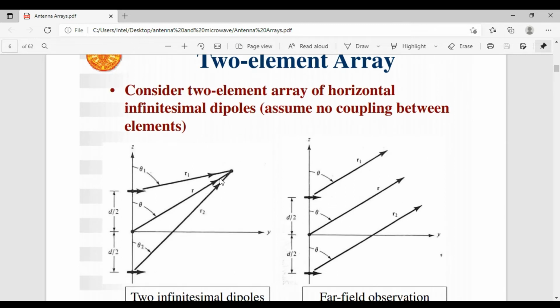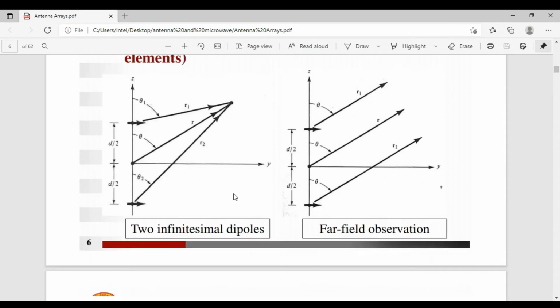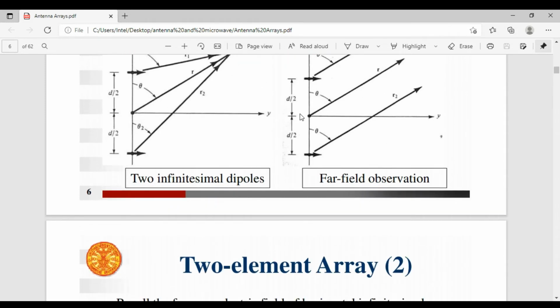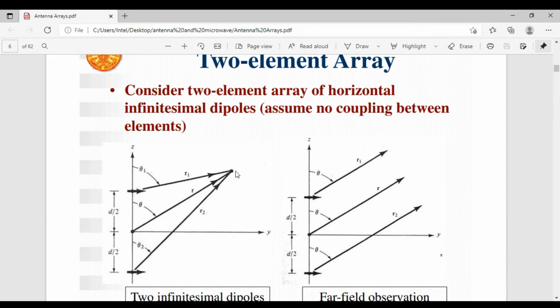The two element array. Consider the two elements, horizontal infinitesimal dipoles. Assume no coupling between elements. When we are finding the field components, that is the gain or directivity, at a far away distance from this antenna, this is antenna 1, this is antenna 2, we are considering the two elements. The center point is here, it is 0.